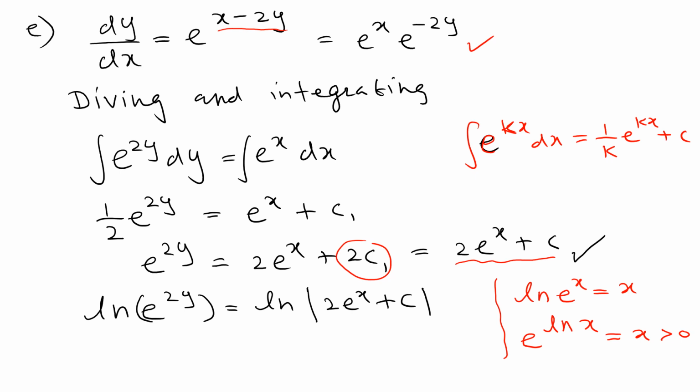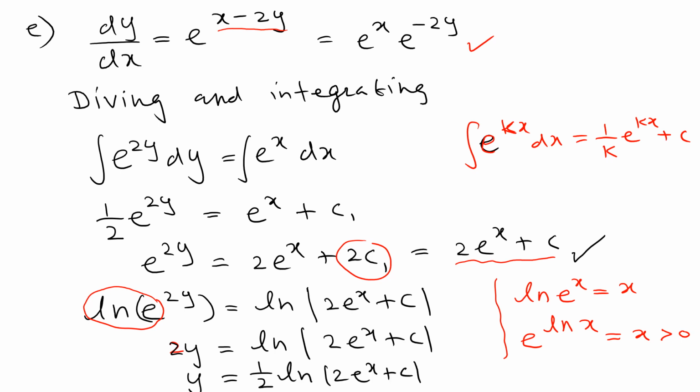And then you can see here the ln and e terms get cancelled out. So that means you get 2y here, which is 2y equal to ln of the absolute value of 2e^x plus c. Now what we do, we divide by 2 on both sides, and we can write the solution like this.